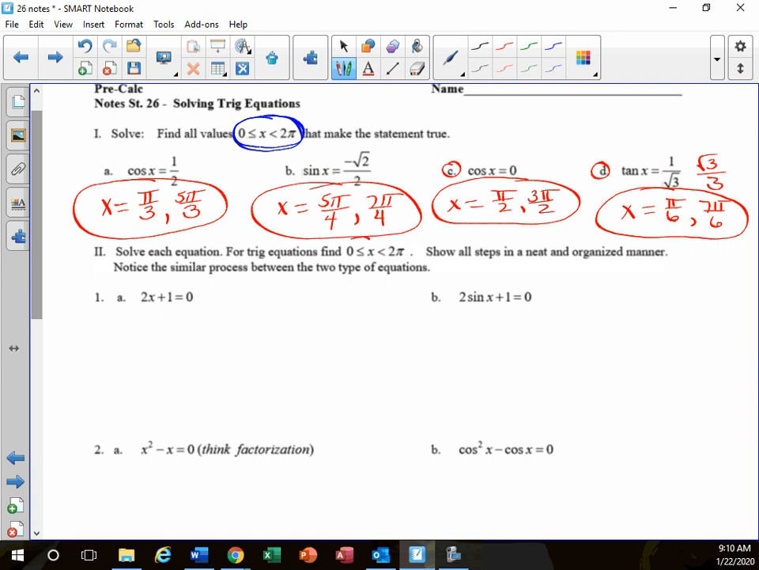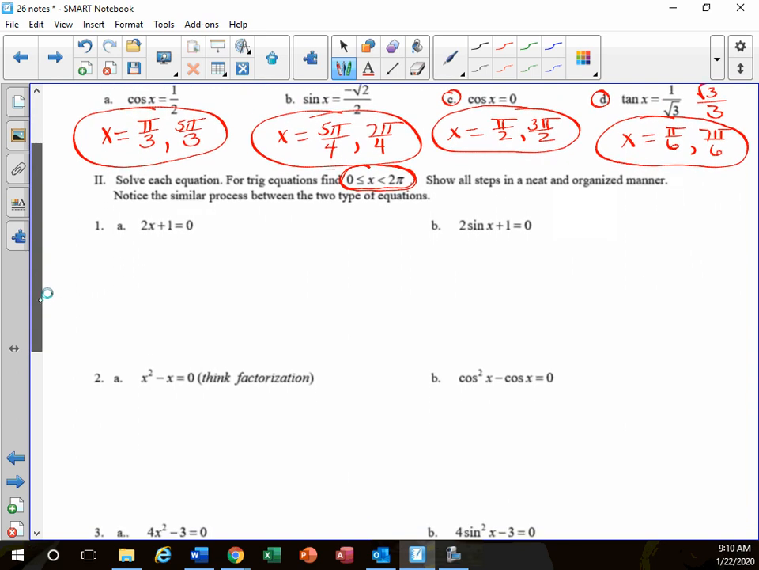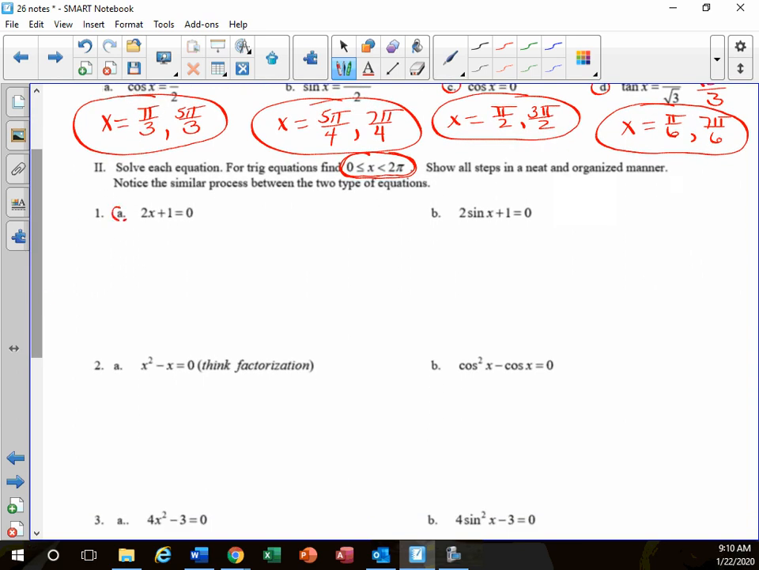Again, our directions are 0 to 2 pi. At some point those directions are going to change, but for right now, still all the way around the circle. Let's look at what I've given you here. On the left, I've got 2x plus 1 equals 0. That looks like an algebra 1 equation, right? Do we know how to solve that?